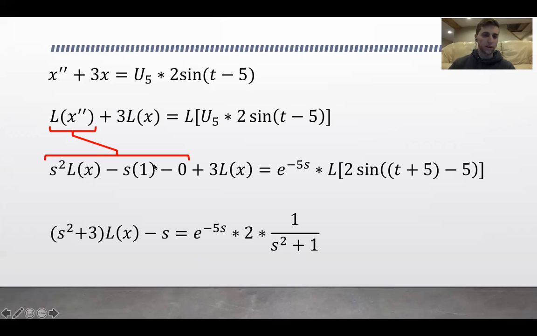So we'll simplify this a little bit. We'll pull the L of x terms together, and that'll become s squared plus 3 times L of x, and then minus s. And then on the right side here, like I said, this is just Laplace transform of 2 sine of t. So then that will simplify to 2 times 1 over s squared plus 1. And then the e to the negative 5s is there as well. So we will carry this over to the next page.